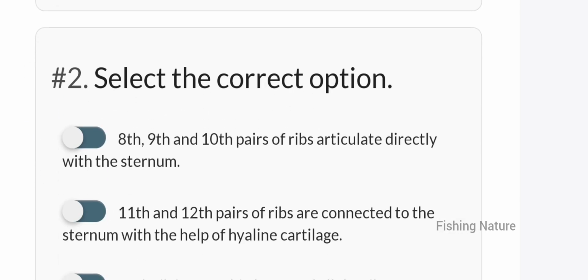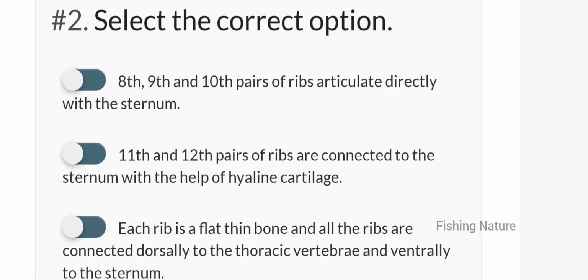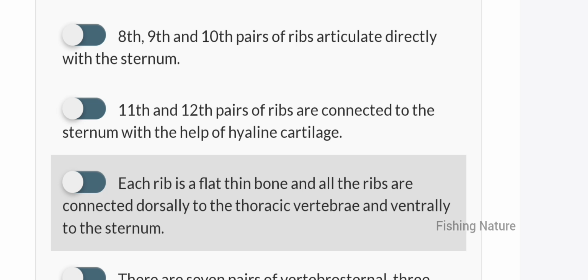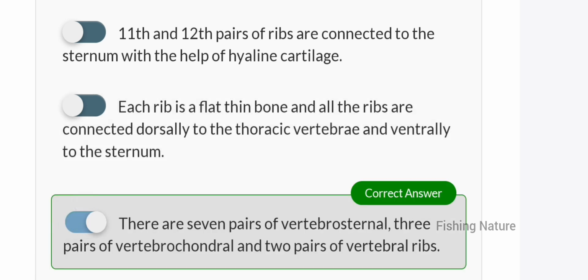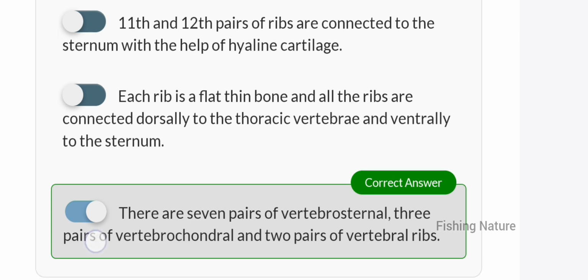Next one, select the correct option. 8th, 9th, 10th pairs of ribs articulate directly with the sternum; or 11th and 12th pairs of ribs are connected to the sternum with the help of hyaline cartilage; or each rib is a flat thin bone and all the ribs are connected dorsally to the thoracic vertebrae and ventrally to the sternum; or there are 7 pairs of vertebrosternal, 3 pairs of vertebrochondral and 2 pairs of vertebral ribs. Which is the correct option? There are 7 pairs of vertebrosternal, 3 pairs of vertebrochondral, and 2 pairs of vertebral ribs.